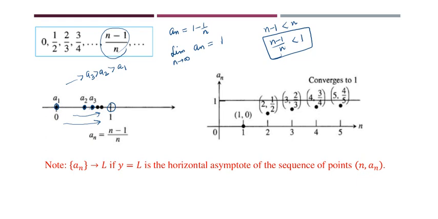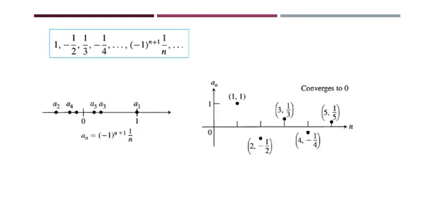Okay, and you can see it on this coordinate plane as well. You have these points, and you see that they become closer and closer to this line as n tends to infinity. And see this line, what is this line? y is equal to L, where L is 1. So again, the sequence an is converging to 1, and the line y equal to 1 is acting as a horizontal asymptote to the sequence of points. Okay, now see the next example where you have alternately positive and negative terms.